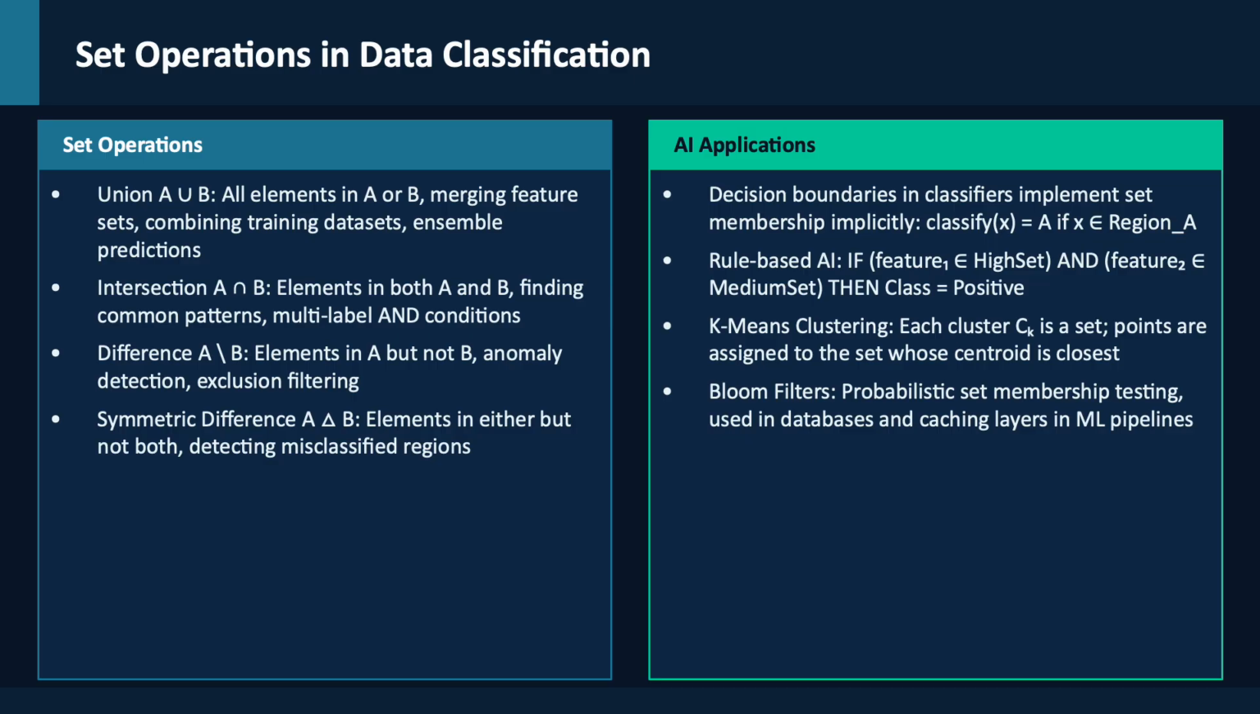Picture a hospital sorting patients. The doctor might want to find patients who have both high blood pressure and high cholesterol. That overlap, people who belong to both groups at the same time, is called an intersection. A computer does exactly this kind of thinking when it uses multiple conditions to decide whether a loan application should be approved or rejected.